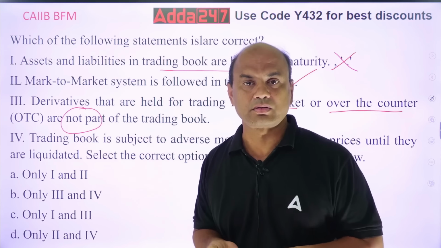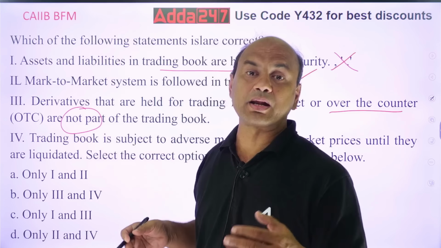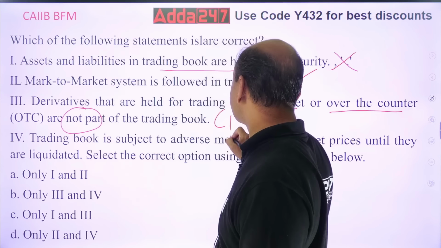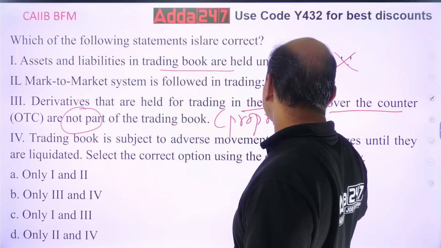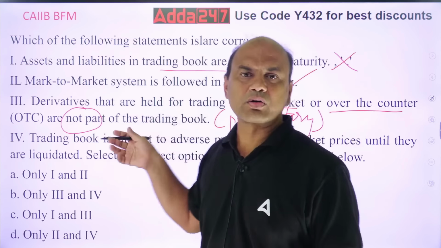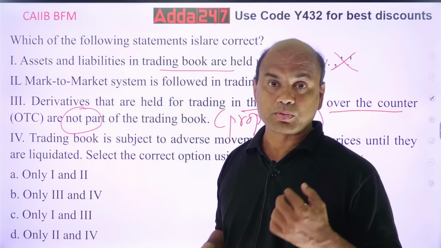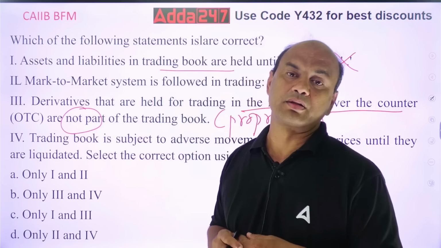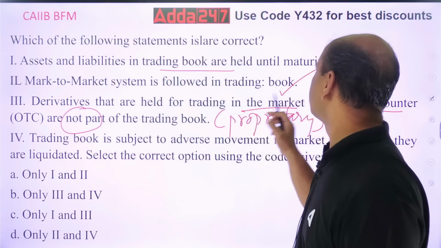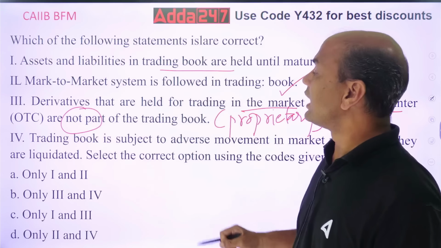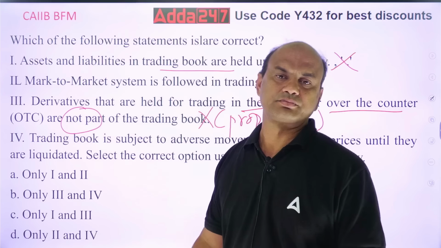Then what is trading book? Trading book means anything. It's also called a proprietary book. Proprietary means here I am buying the shares, stocks, commodities or bonds for my own profit. I as a bank want to earn the profit, so that's why I am buying it. So the statement that derivatives held for trading in the market or over the counter are not part of the trading book is false. That is a part of the trading book. Okay?